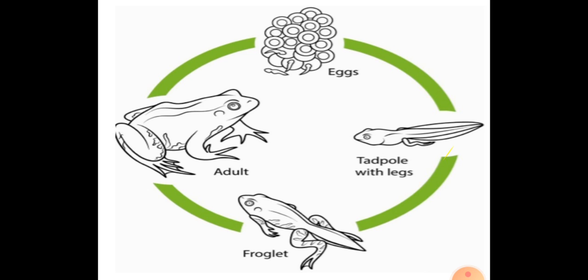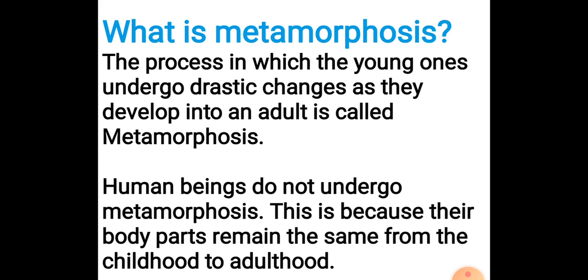Now this drastic change from young ones to adult, where the adult and the young one do not match with each other, such a process is known as metamorphosis. Okay, the process in which the young ones undergo drastic changes as they develop into adults is called metamorphosis. Human beings don't undergo metamorphosis. This is because their body parts remain the same from childhood to adulthood.